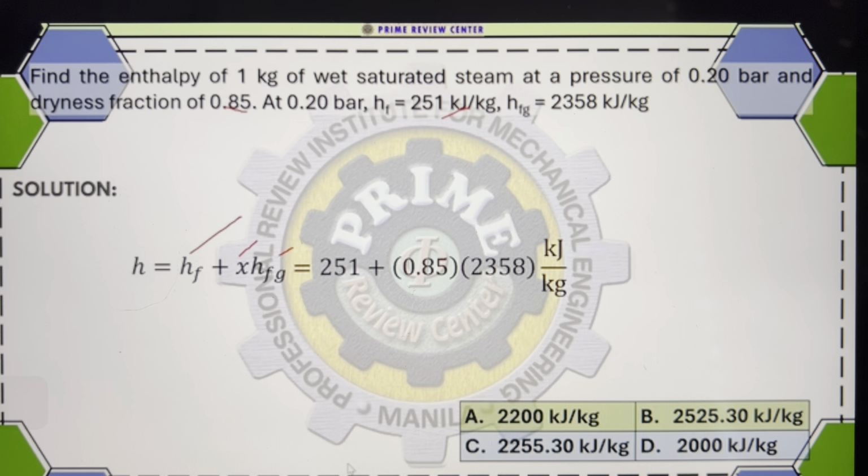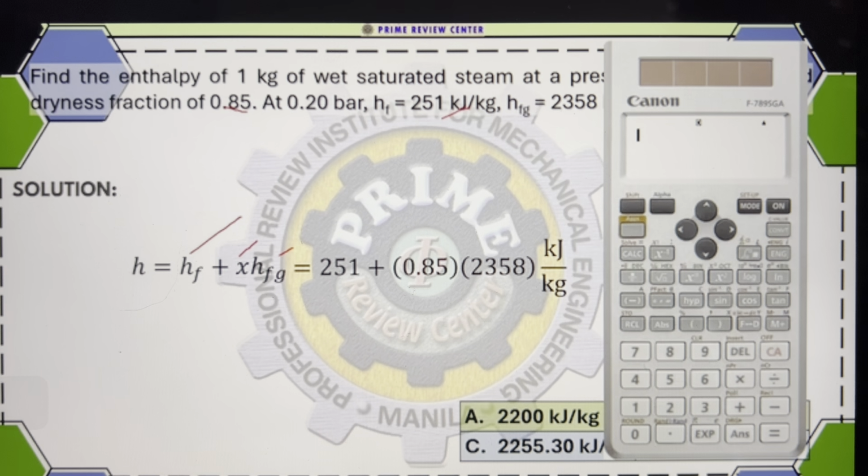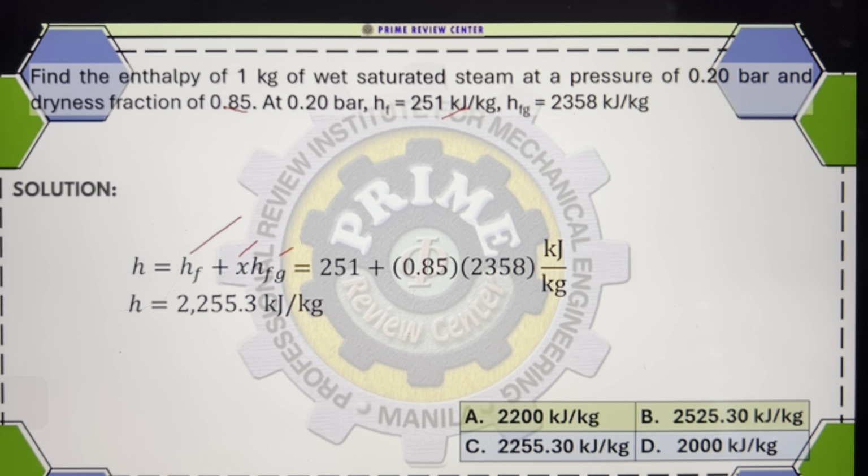That is 251 plus yung X na 0.85 times yung HFG na 2358. So lagay lang natin yan sa calculator, we simply compute yung value natin dito. 251 plus 0.85 times 2358. So press mo lang equals and FD para sa decimal. So makukuha nating value ay 2255.3 kilojoule per kilogram. And from the choices, ito yung letter C.